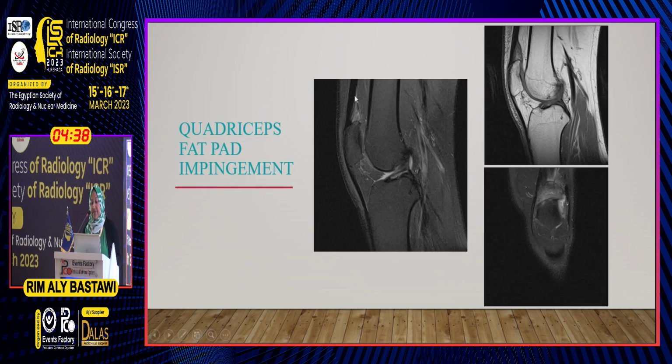The quadriceps fat pad impingement was diagnosed by the presence of bone marrow edema, nicely demonstrated at the mid-sagittal fat suppressed proton density or T2 fat suppression, identified at the suprapatellar quadriceps fat pad, and the sagittal T1 weighted images demonstrated the replacement of the normal fatty signal of this area. The coronal fat suppressed sequences also nicely demonstrated the presence of edema at the quadriceps fat pad.